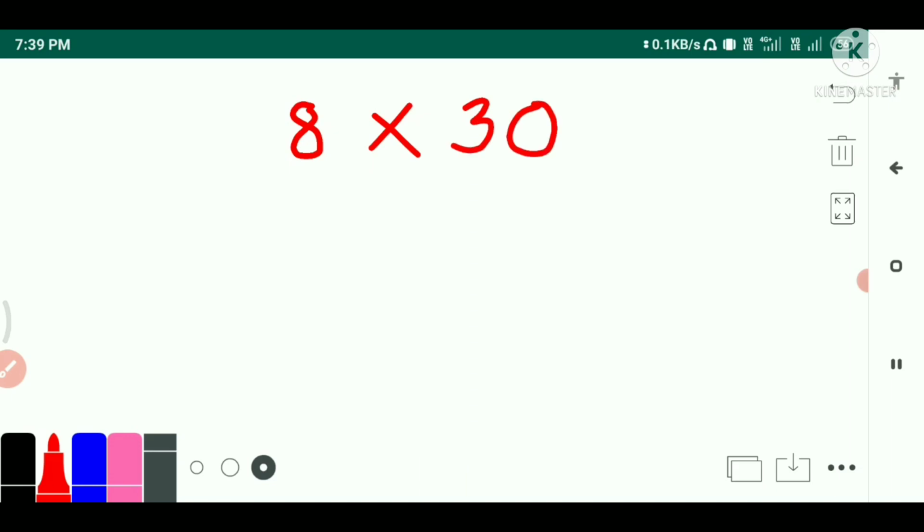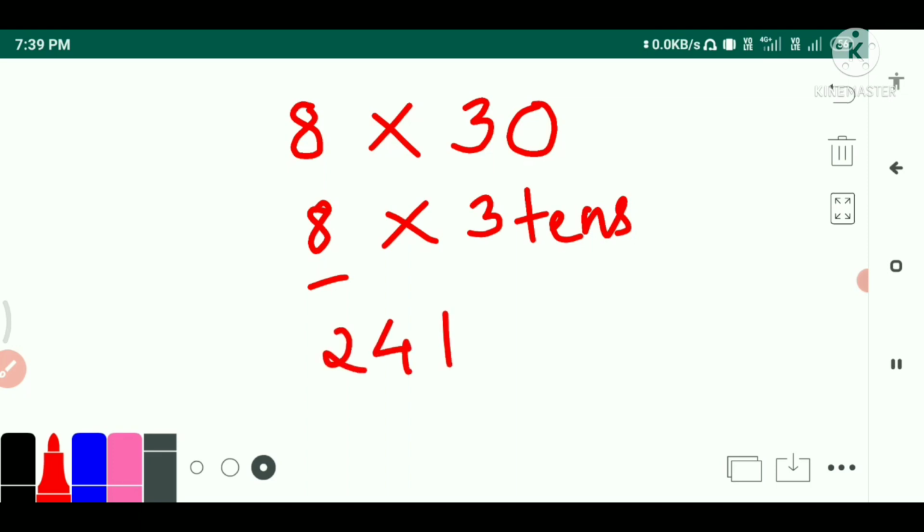Here 30 means what? 3 tens. So we can write this as 8 into 3 tens. Now see the numbers, 8 and 3 are there. So 8 3s are 24 tens. Now these 24 tens we can write as 24 and tens, which represents a 0. So our answer will be 240.